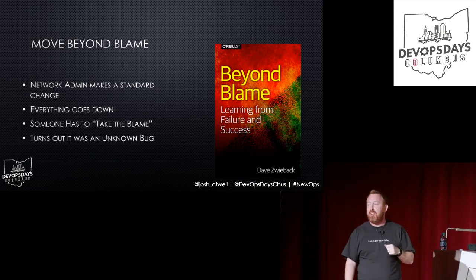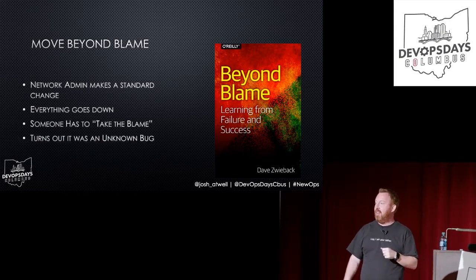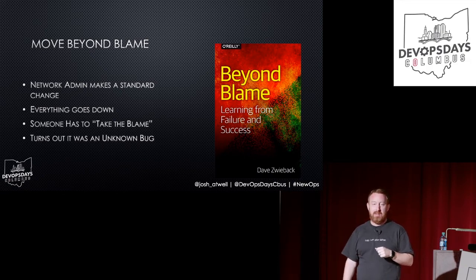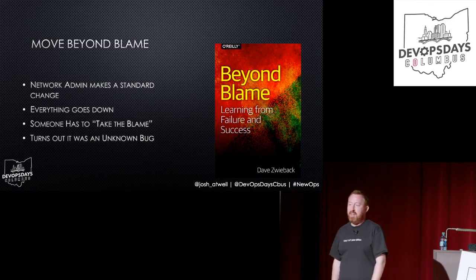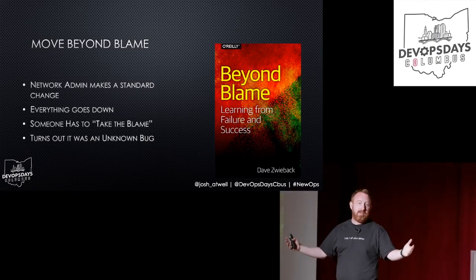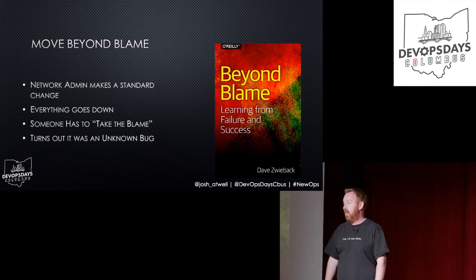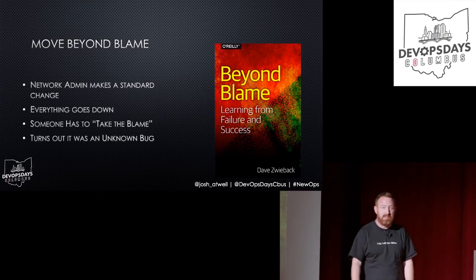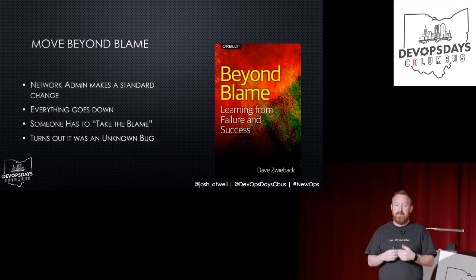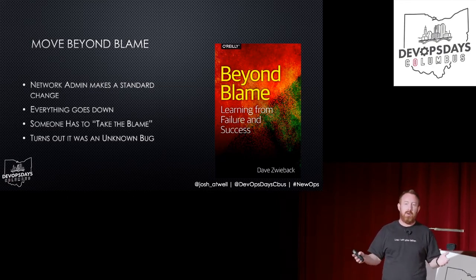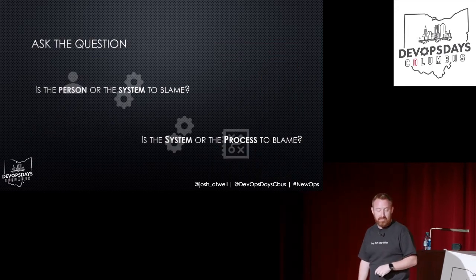Turns out it was an unknown bug that had been delivered from the vendor that was on the networking gear, that when they executed that command, it broke. It had nothing to do with the person. The person was working well within the system and processes that they had, yet they were fired. And the book goes to explain why that's just wrong. You shouldn't function that way. It's not an appropriate way to function in an organization.